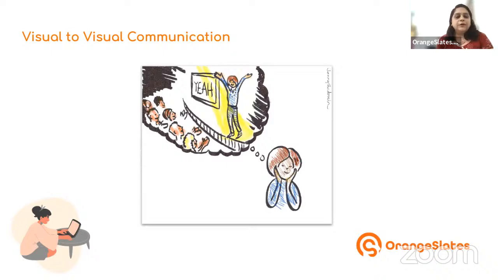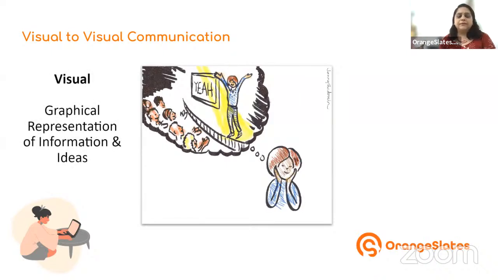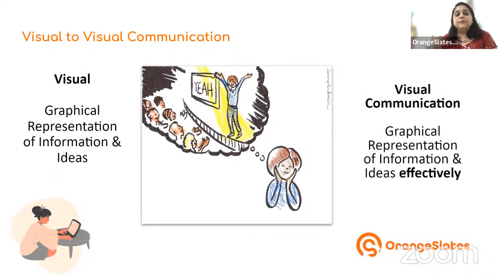So what is a visual? It is a graphic representation of your information and ideas. So this is an idea of a successful classroom or a successful session by a teacher or an artist, whatever. But a visual becomes communication when it is effective, right? This picture is very effective. It shows the dream of a teacher, right?